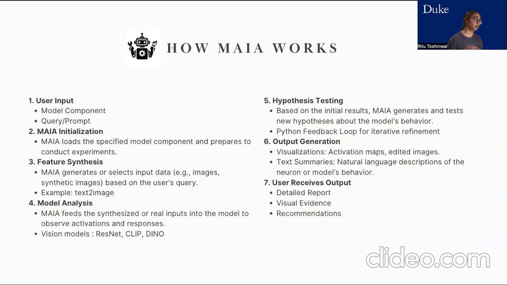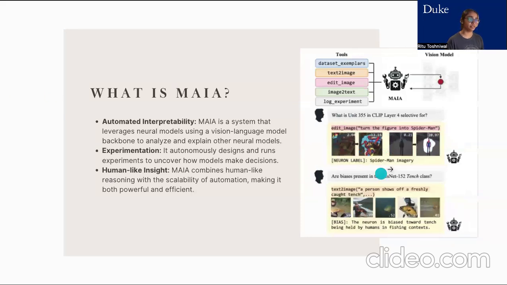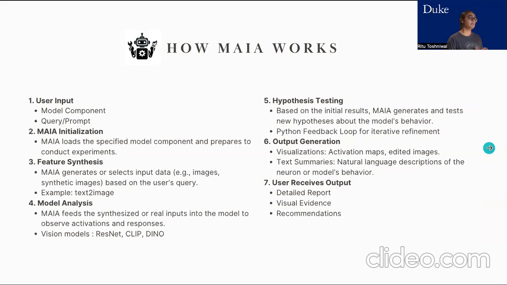Now, how it actually works is the user inputs certain things, that is, a model component inquiry, and one of the examples being, is bias present in the ResNet-152 trench class? And the output that we get is a text summary, a label, or a visualization of what the neuron actually does. In between this process, MAIA initializes the model using PyTorch, and certain things are done, for example, text-to-image conversion, editing the images, or summarizing the text in the images, and all of this is done in a loop until we get a final output.